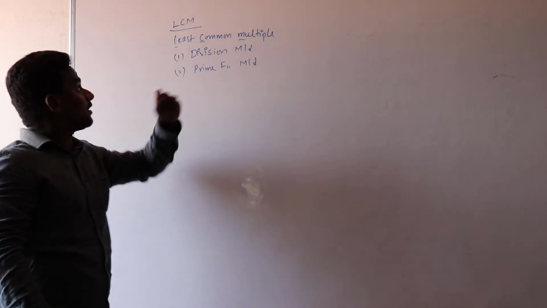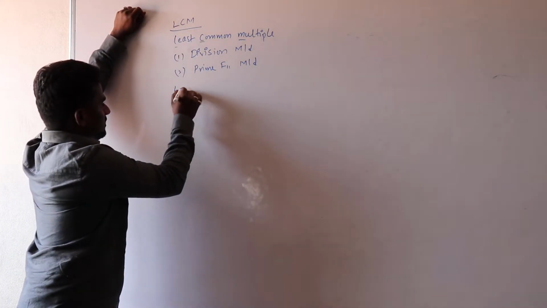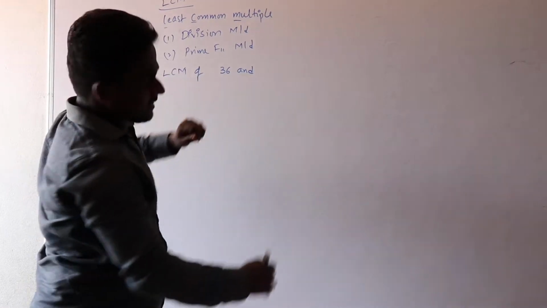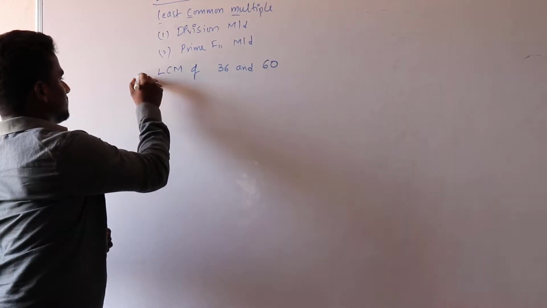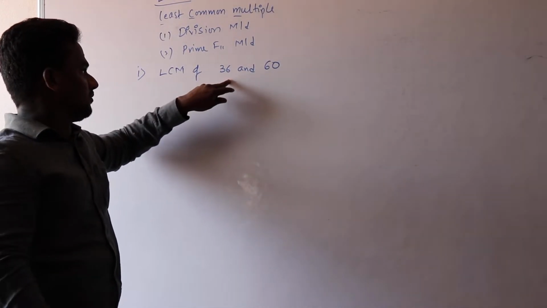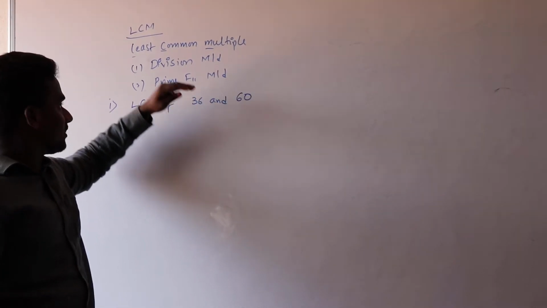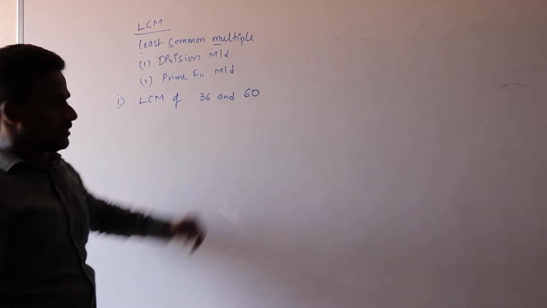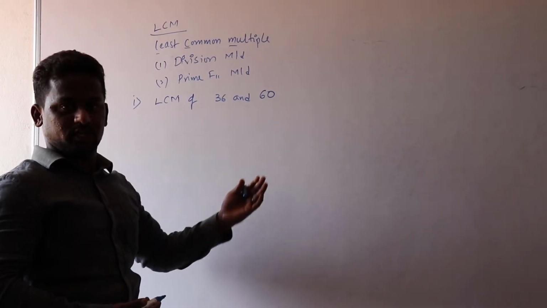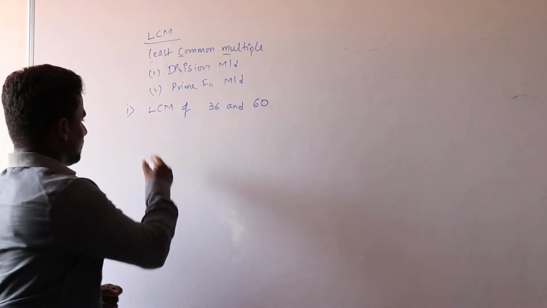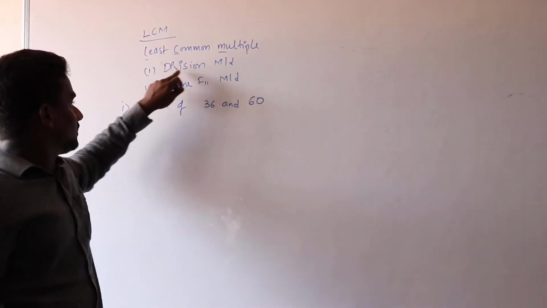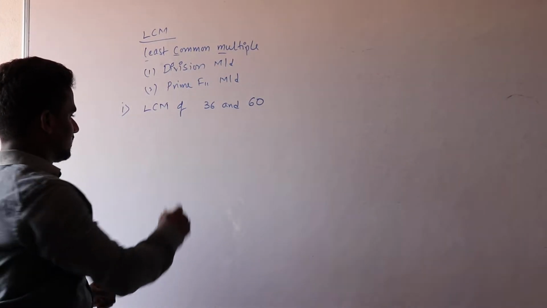Okay. So we start with one example, that is the LCM of 36 and 60. What is the LCM of 36 and 60? To find the LCM of 36 and 60, first we have to write the factors of the two numbers. We can get factors by either the division method or the tree method. First, we start with the division method for 36 and 60.